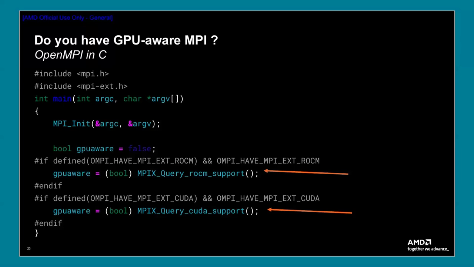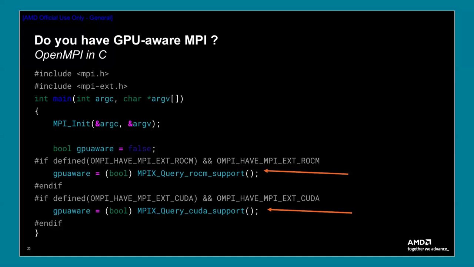But I did want to include the CPP flags in there in case you wanted to do build time only. With OpenMPI, you have OMPI_HAVE_MPI_EXT_ROCM. If that is defined and is true, then you should expect that you have a ROCm-aware GPU installation. Of course, you can also call this function, MPIX_Query_rocm_support. Same thing with CUDA. If you just replace ROCm with CUDA, you can do the same thing. So again, if you want to do it at build time, you literally could just have the CPP flags set, or you just check if they're defined and true.